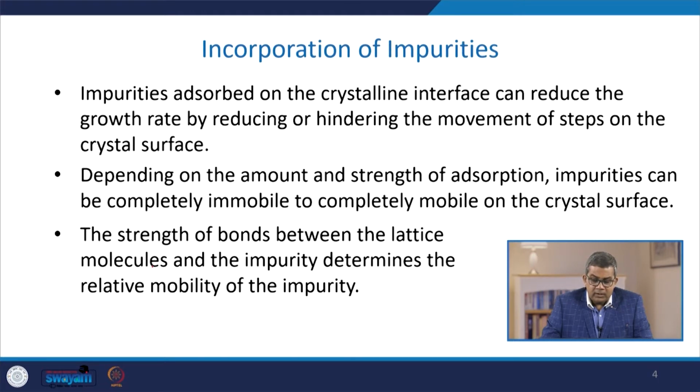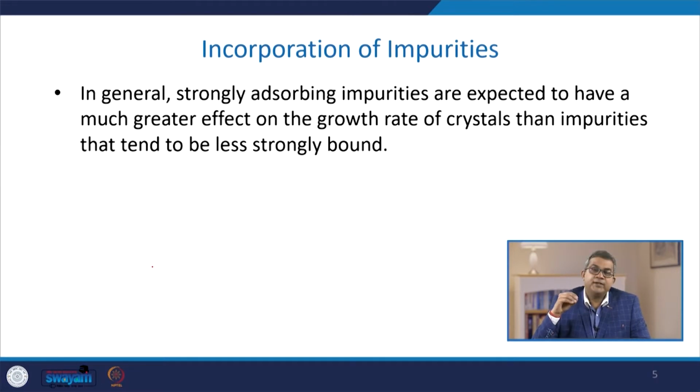Now, let us have a discussion about the incorporation of various impurities. Impurities adsorbed on the crystalline interface can reduce the growth rate by reducing or hindering the movement of steps in the crystal surface. Depending on the amount and strength of adsorption, impurities can be completely immobile to completely mobile on the crystal surface. So, that depends on the various scenarios. The strength of bonds between the lattice molecule and the impurity determines the relative mobility of the impurity in question. In general, strongly adsorbing impurities are expected to have a much greater effect on the growth rate of crystal than impurities that tend to be less strongly bound.